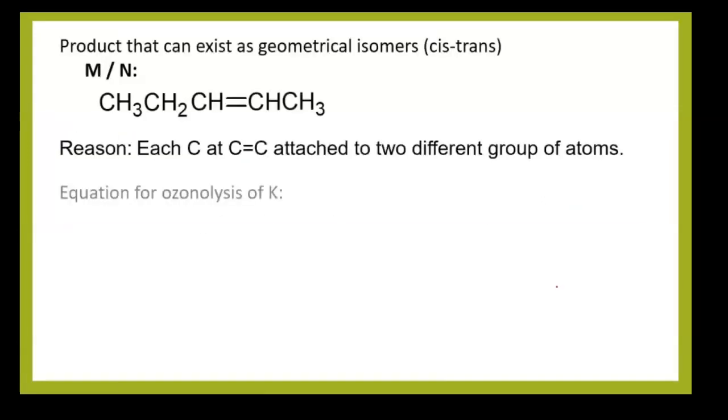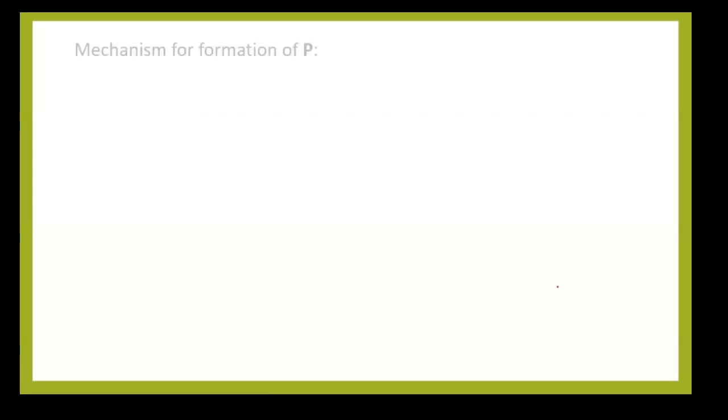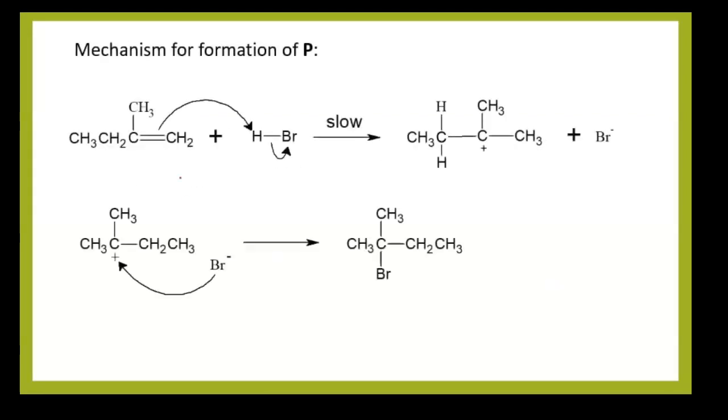Okay, so we will write the mechanism of the double bond adding HBr, which gives P. We draw the double bond reacting with HBr. The nucleophile, which is the double bond, attacks the electrophile H. It adds according to Markovnikov rule, so H will go to this carbon and then this carbon will become positive.